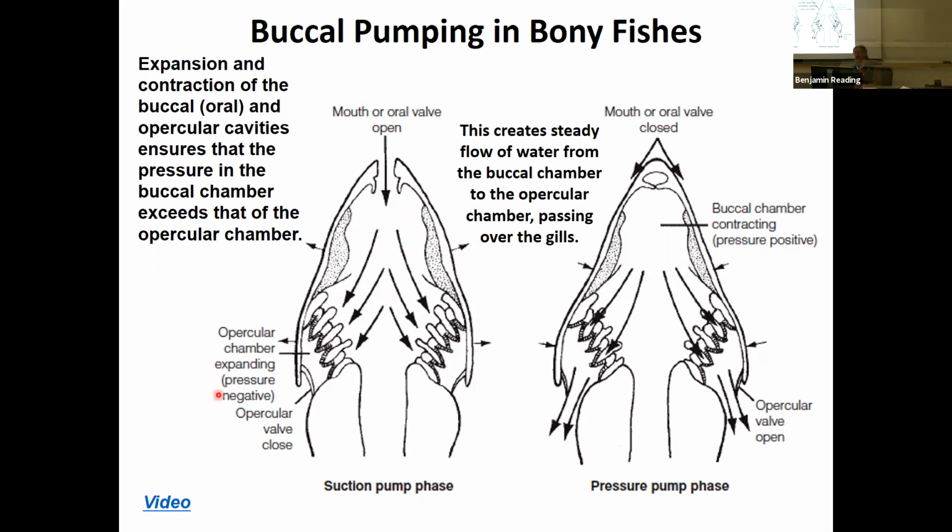And again, fish that do ram ventilation can do this if they're at a standstill, but the other way to do it is just to open your mouth and swim really fast through the water and just let the water naturally pass through this system, right? That's the ram ventilation.